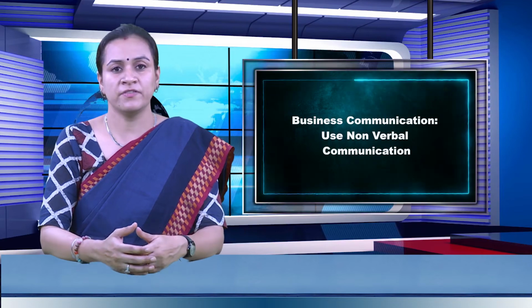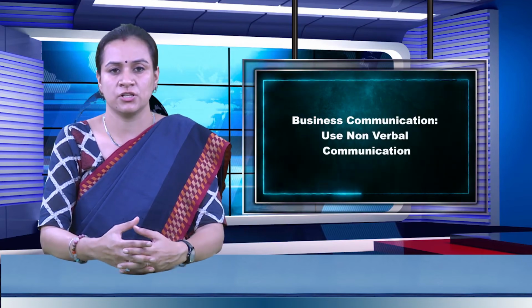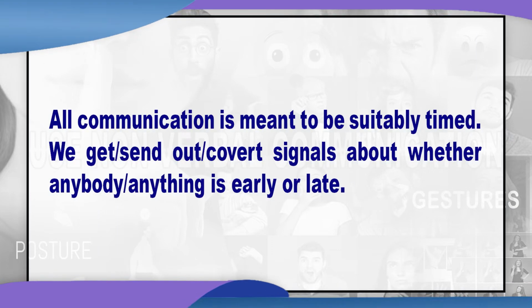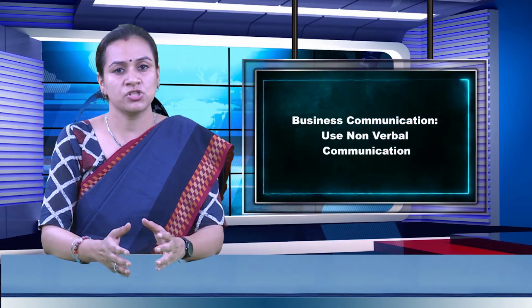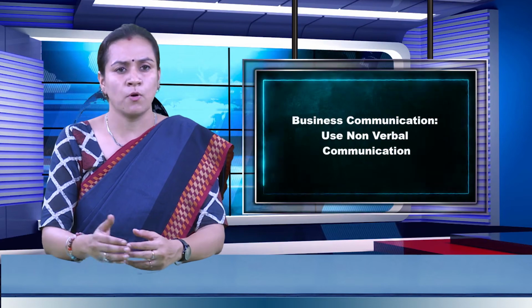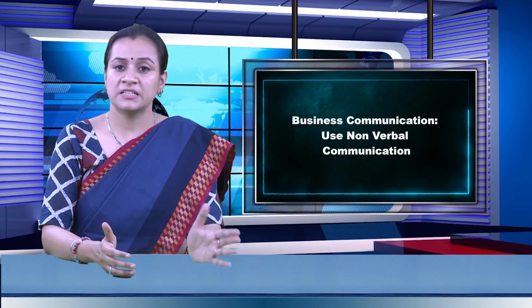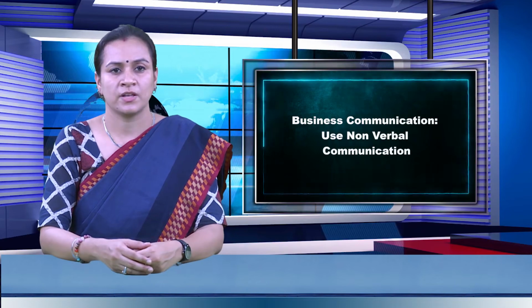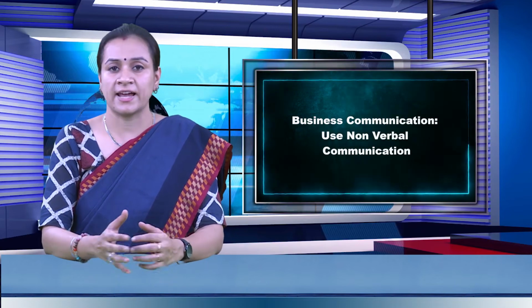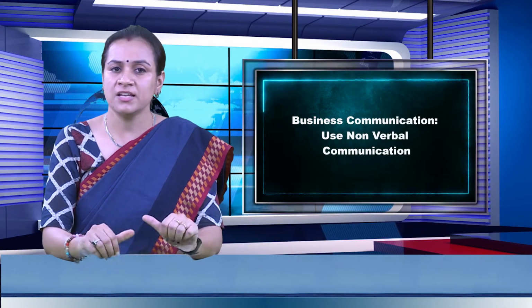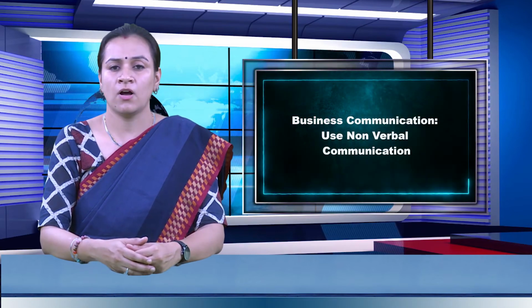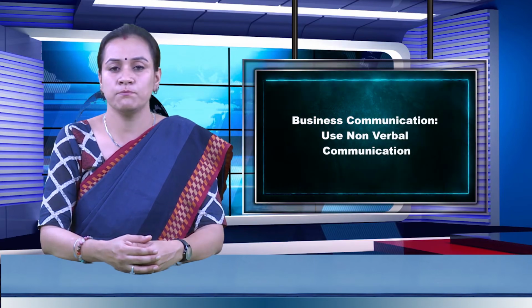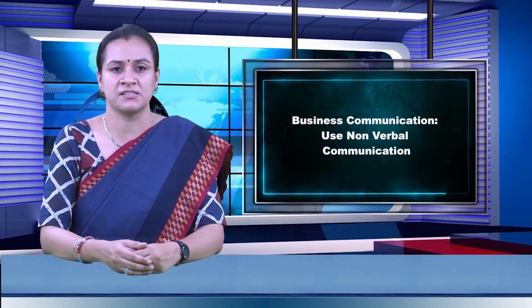In fact, time pervades our thinking and dominates our communication. All communication is meant to be suitably timed. We get or send out covert signals about whether anybody or anything is early or late. While people in the West are very much time conscious and attach highest importance to punctuality, people in the East have a more relaxed attitude. The way we use and structure time can send intentional and unintentional messages about what or how we value and whom we consider important. This is called chronemics.